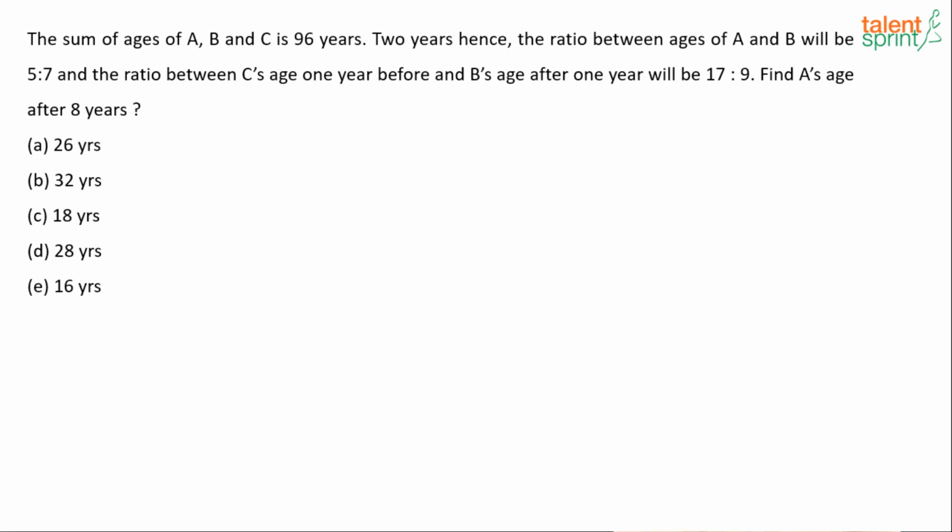What does it say? The sum of the ages of A, B, C is 96 years. 2 years hence, the ratio between the ages of A and B will be 5:7, and the ratio between C's age 1 year before and B's age after 1 year will be 17:9. Find A's age after 8 years.